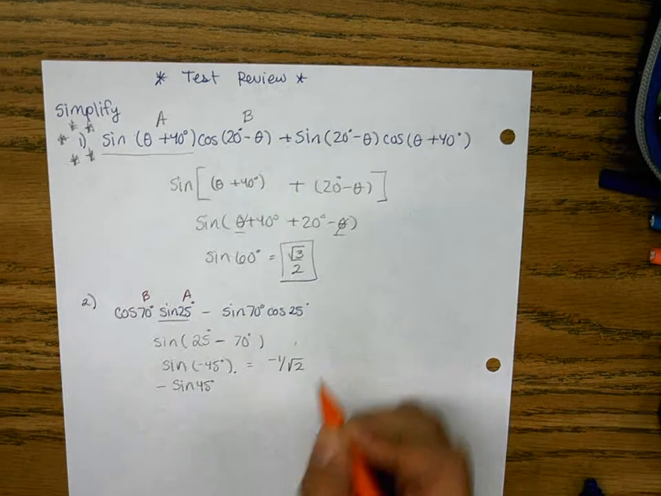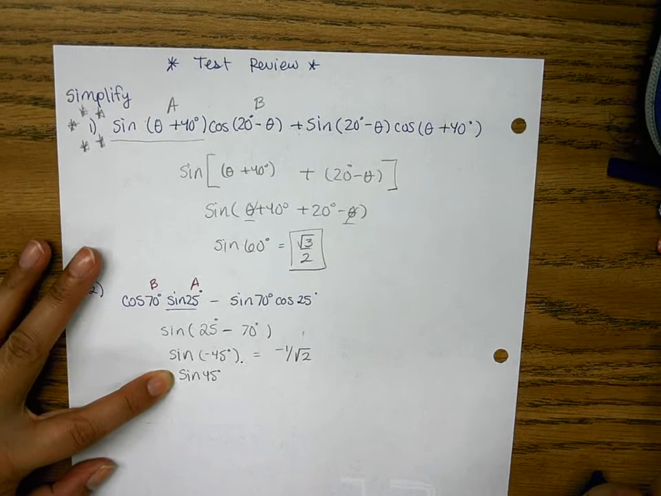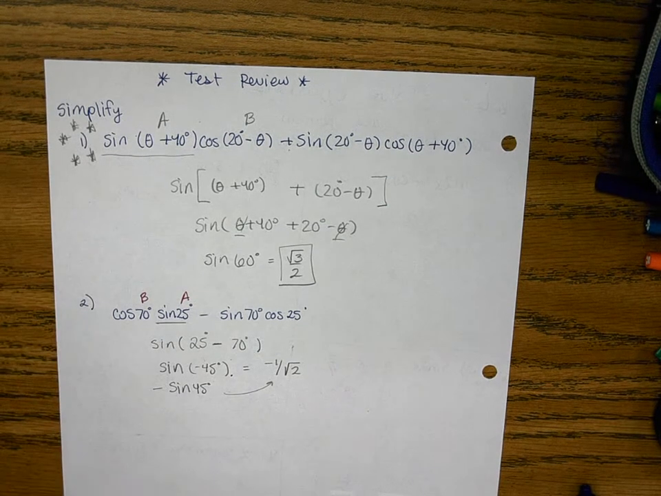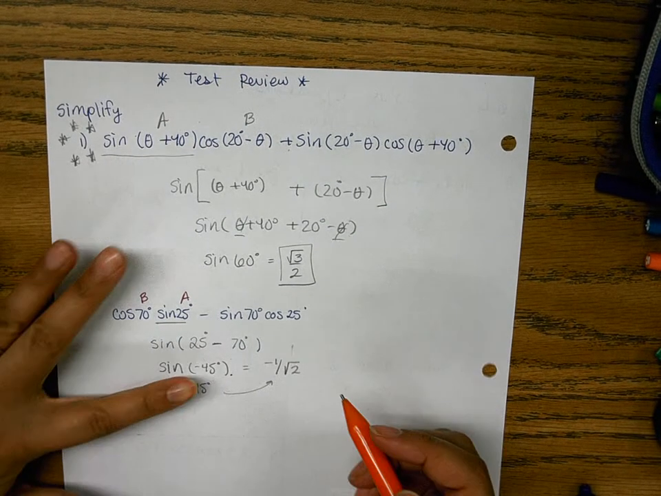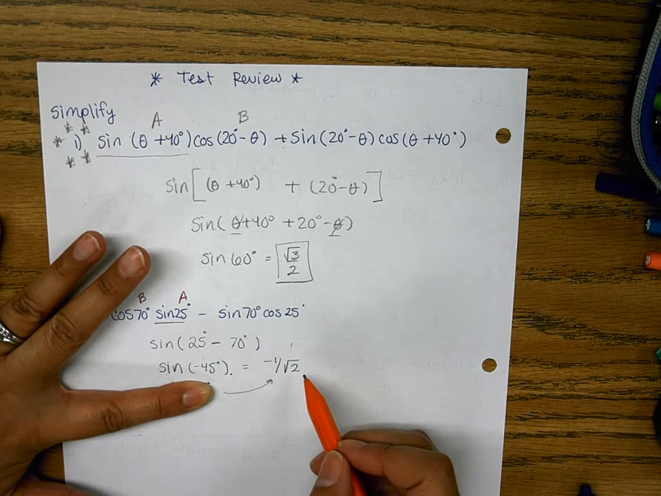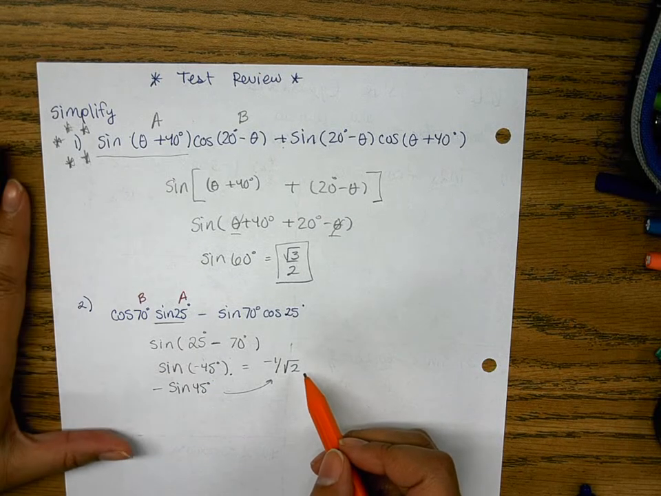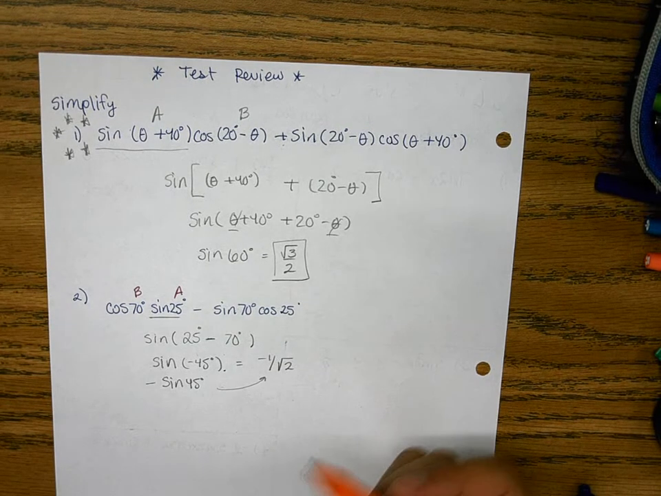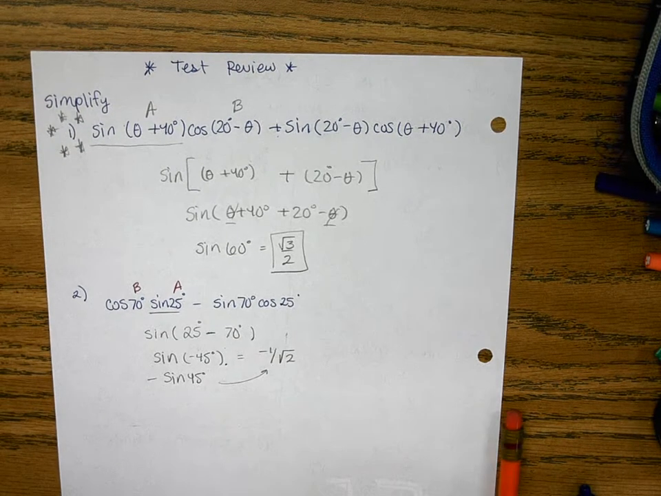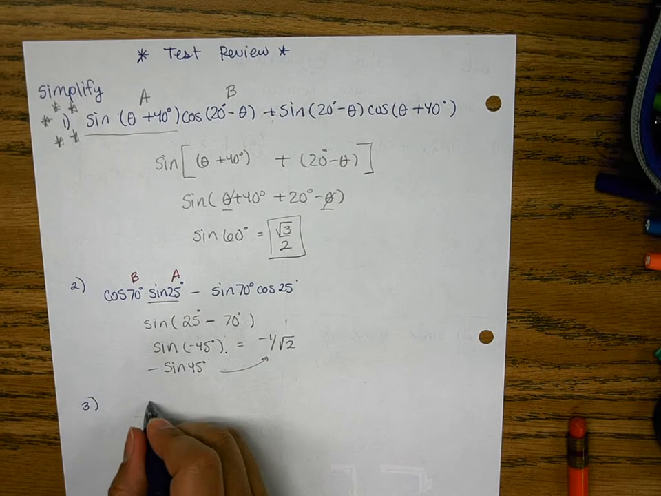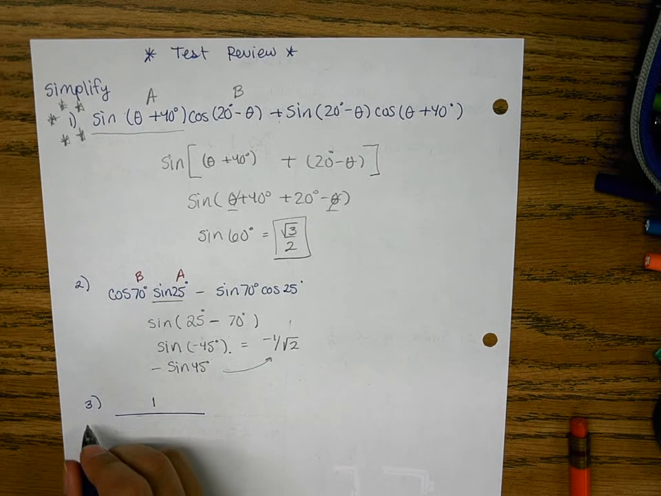Or you can think of it as kicking it to the front. Negative sine of 45. Sine of positive 45 is 1 over root 2. Opposite of that is still negative 1 over root 2. So it's up to you and how you think of it. Negative 45 is in quadrant 4. Therefore, sine is negative 1 over root 2. Or kick it to the front, the opposite of sine of positive 45. Again, how you do it is up to you. All right, number 3.